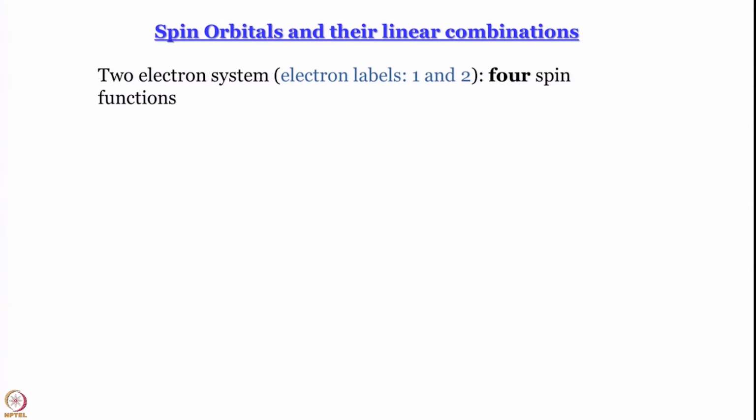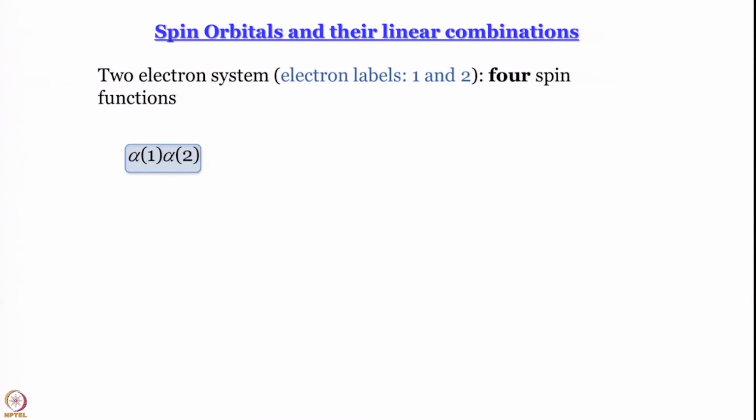So, what are the 4 spin functions that we can think of? First of all, both electron numbers 1 and 2 can have up spin. That is written as alpha(1) alpha(2). This means electron number 1 has alpha spin, electron number 2 also has alpha spin. Similarly, both can have beta spins, that wave function will be beta(1) beta(2), no problem so far.